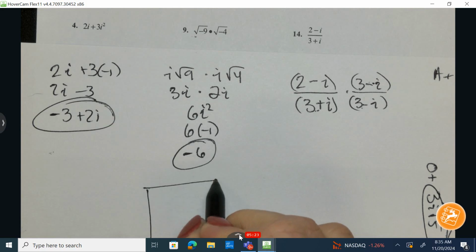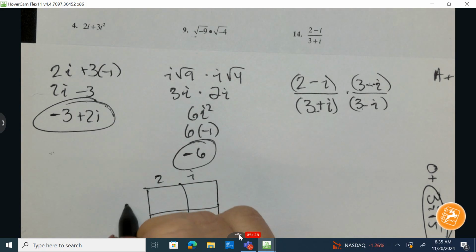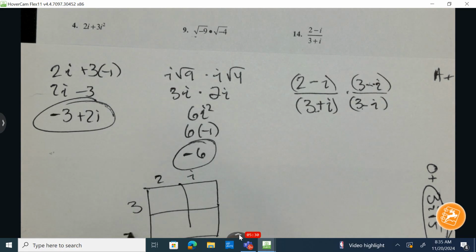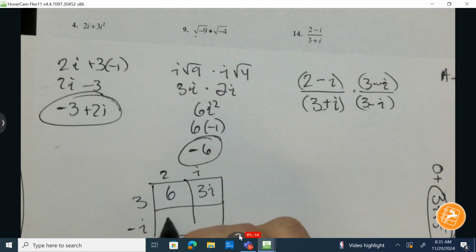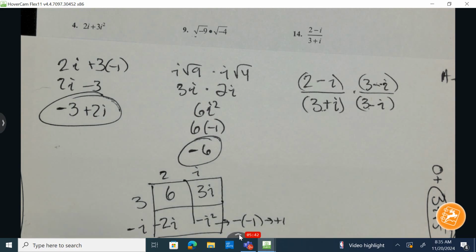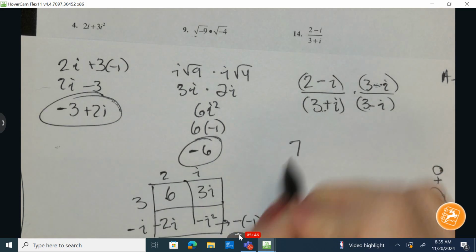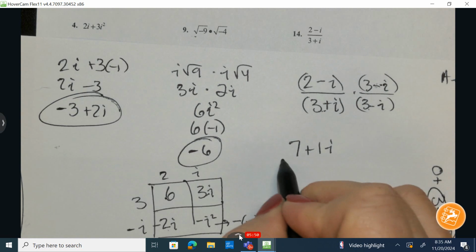Okay, so these are the two I'm going to multiply. I'm going to come off to the side, making my box. So I have 2i and 3 minus i. Okay, here we go. 6, 3i, negative 2i, and negative i squared. Well, negative times negative 1 would equal a positive 1. So when I multiply these, I end up with 6 plus 1 is 7 plus 1i. That's in the numerator. Now let's look at the denominator.